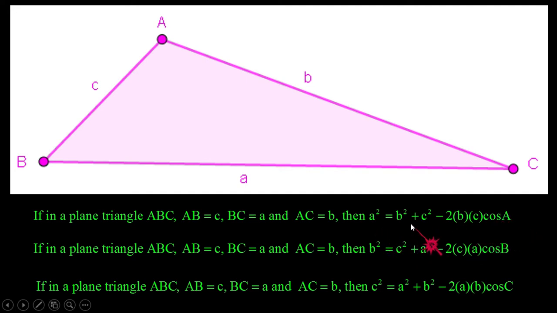Here b and c are the other two sides, so a square equals b square plus c square minus 2bc cos A. Similarly, we can express the other two relations: b square equals c square plus a square minus 2ca cos B, c square equals a square plus b square minus 2ab cos C.